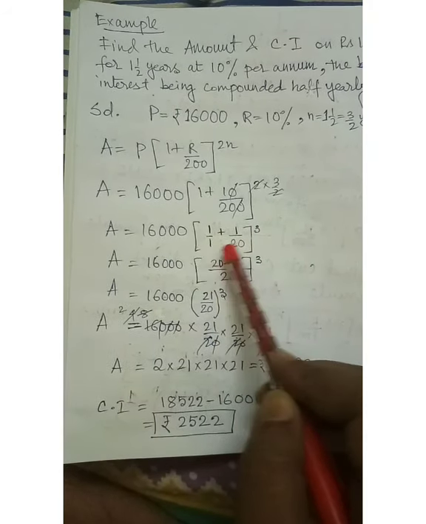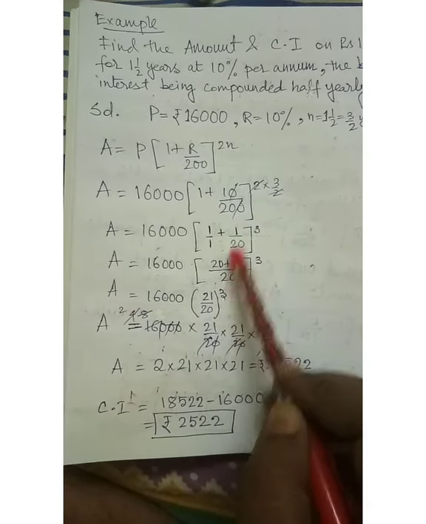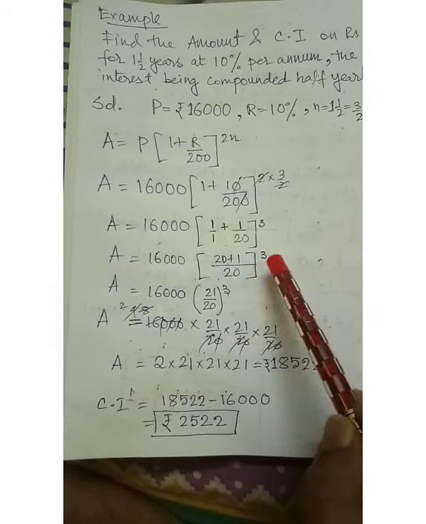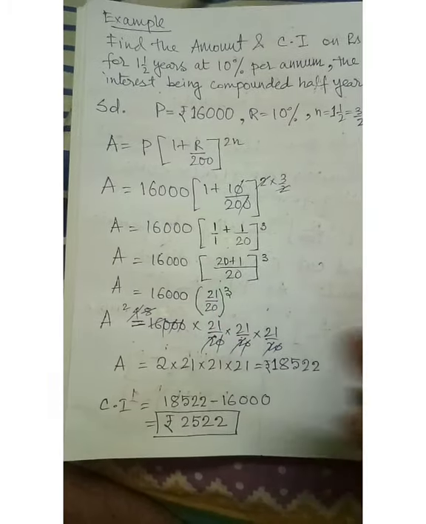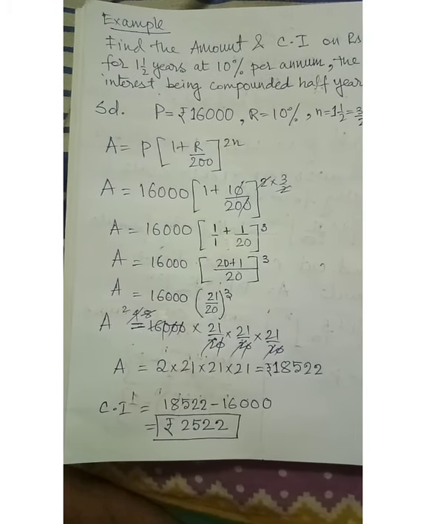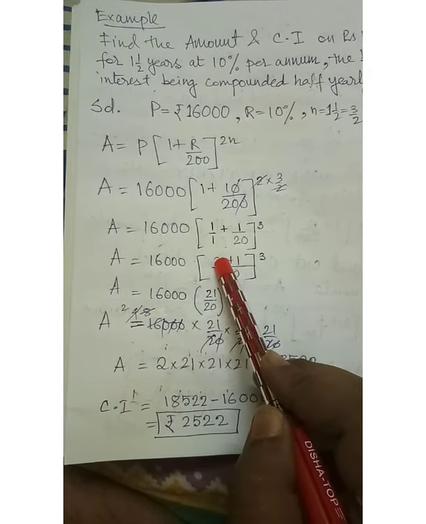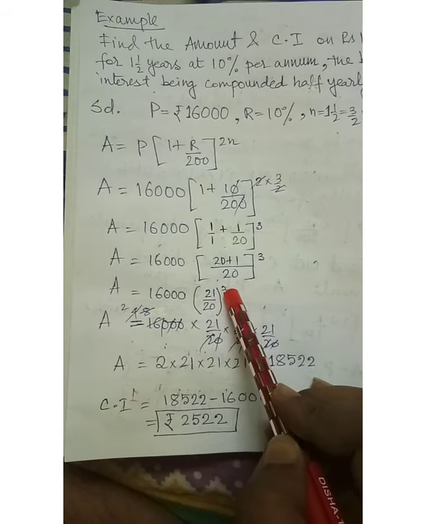Now from here 1 and 20, the LCM will be 20. Now 1 into 20 is 20 plus 1, to the power 3. Then 20 plus 1 will be 21 by 20. Now 16 into 21 by 20 to the power 3.